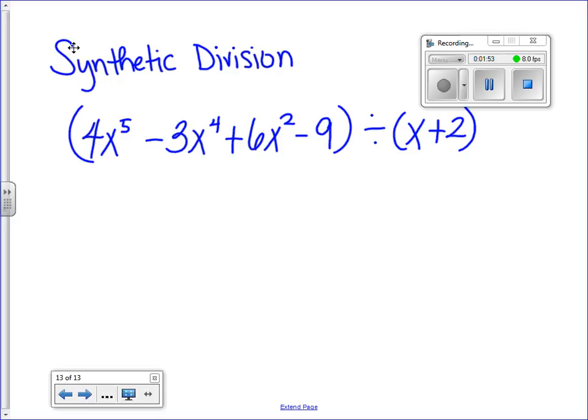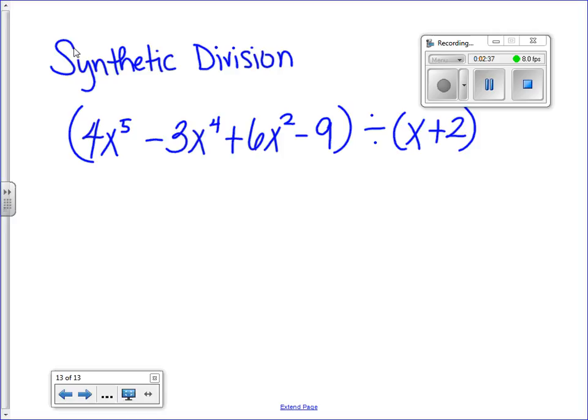Now, first of all, synthetic division will only work if this is x plus something or x minus something. If it's like 3x plus something, then you got to work with it to make it work. If this was x squared plus 2, synthetic division doesn't work at all. It only works if it's just a linear x term, like x to the 1 power. And if there's a coefficient in front of the x, you have to do some math before it'll work.